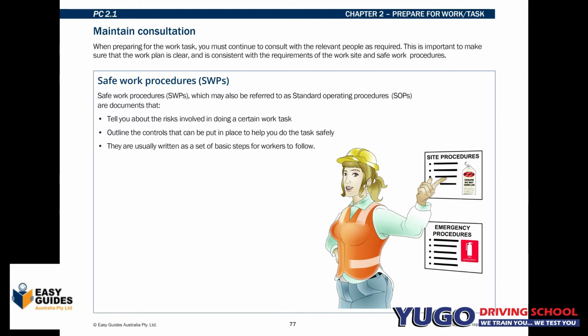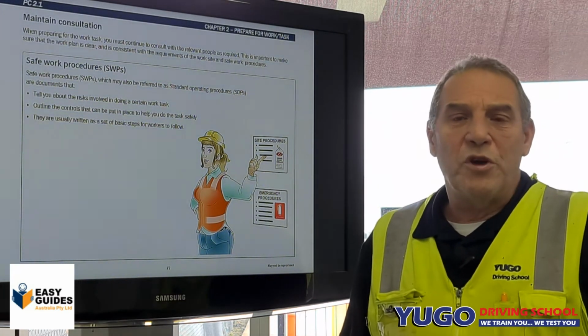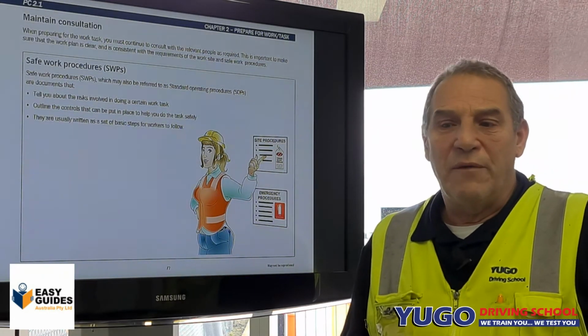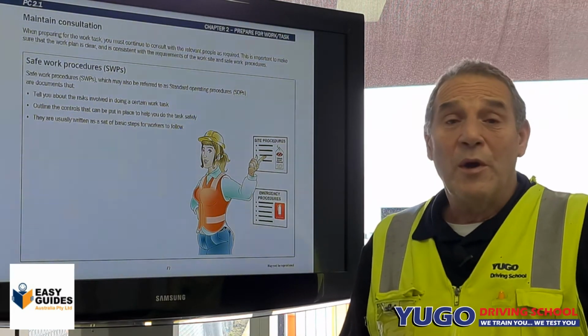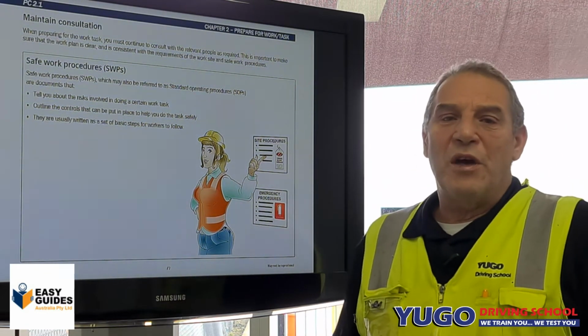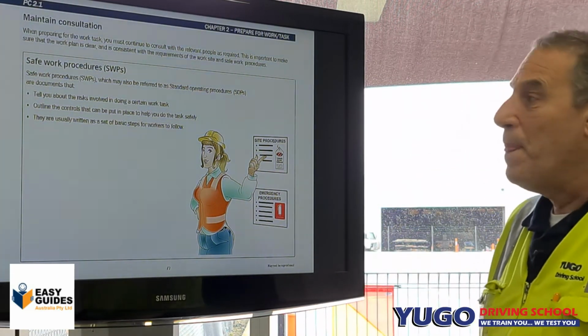SWPs, safe work procedures. Safe work procedures tell you about the risks involved in doing certain work tasks, and outline the controls that can be put in place to help you do the task safely. They're usually written as a set of basic steps for workers to follow. They're usually implemented before the job starts. You're working on a construction site, or in a factory, most likely in a factory, the SOPs or SWPs will be put in place before the factory even opens. And they'll be constantly being adjusted, and that's why you'll need to maintain communication along the way.